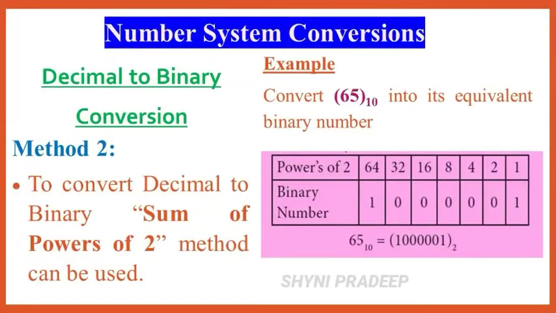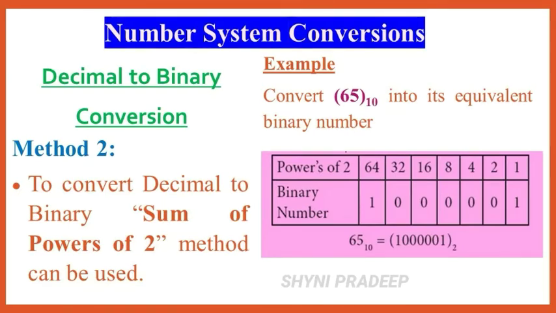Next see the second method. The second method is the sum of powers of 2 method. If you want to convert the decimal number to a binary number, you can use two methods. The first method is the repeated division by 2 method and the second method is the sum of powers of 2 method. Let us see this method.